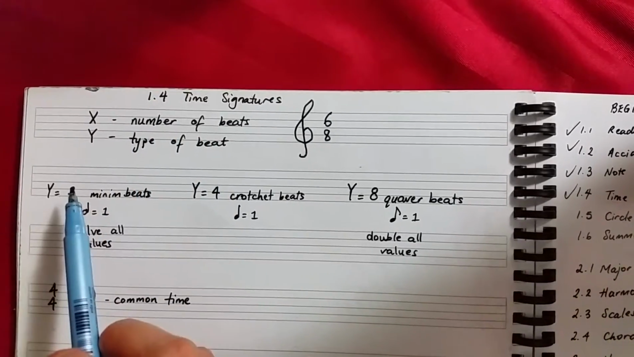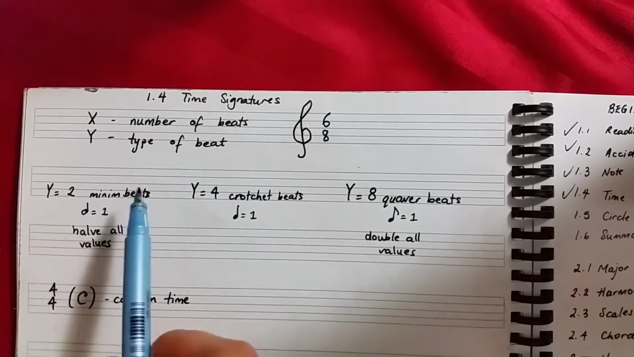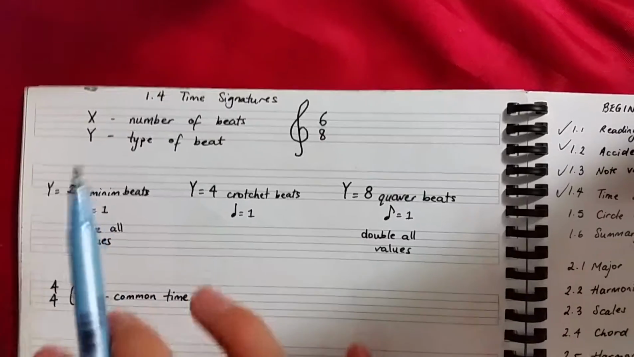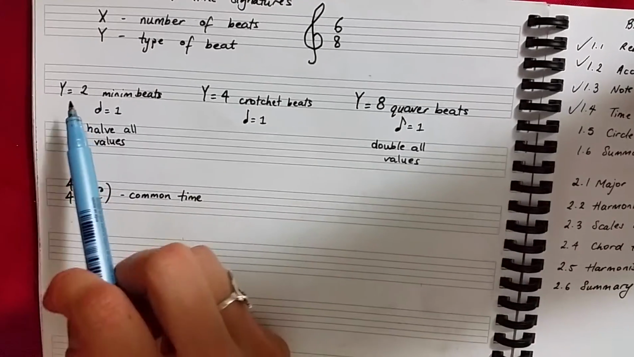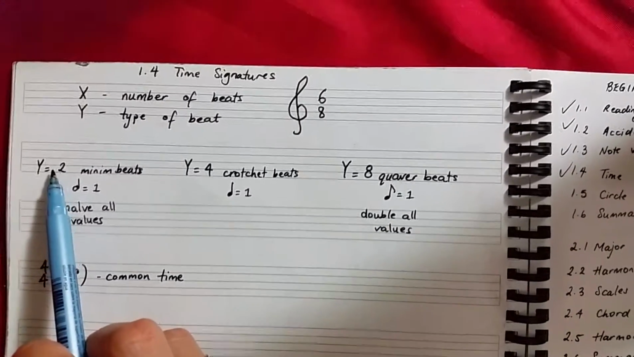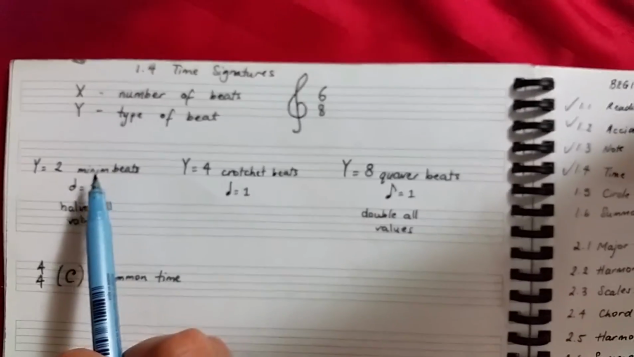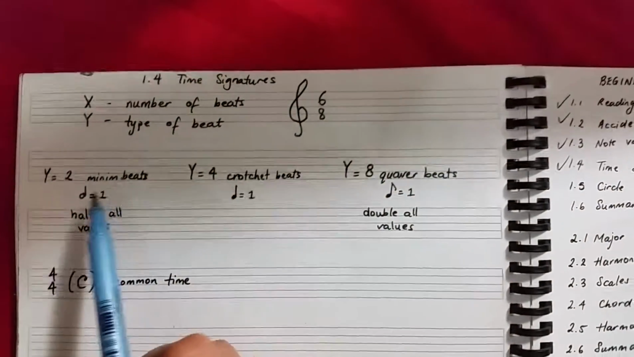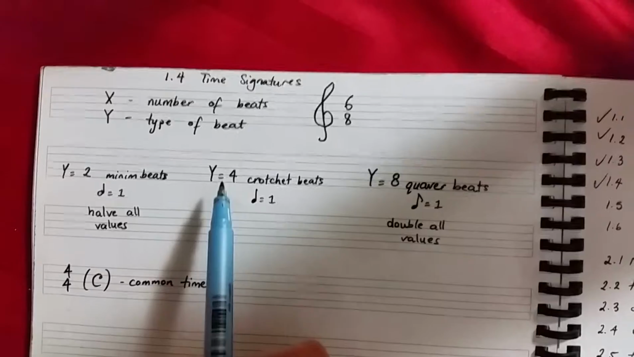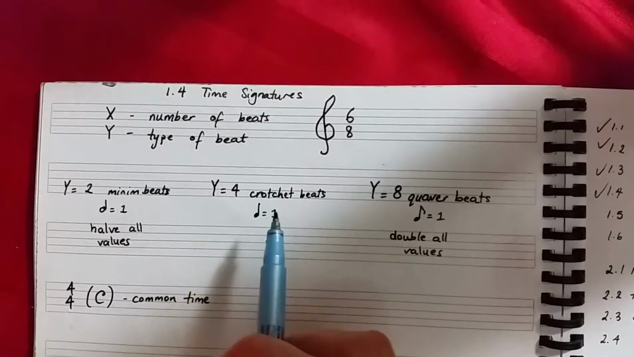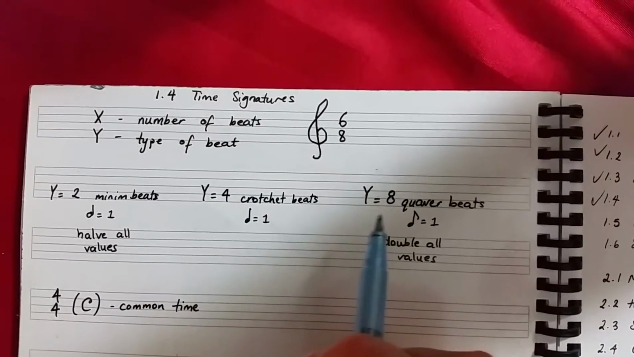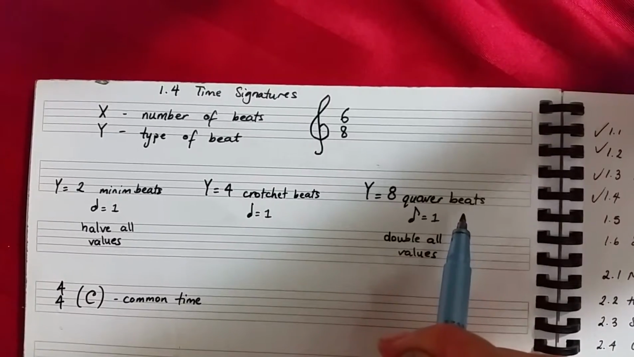Okay, so Y has three options. There are actually five options, but you're only going to be taught the three options. So when Y equals 2, when the bottom number is 2, it means minim beats. So each beat is a minim. When Y equals 4, it means crotchet beats. When Y equals 8, it means quaver beats.